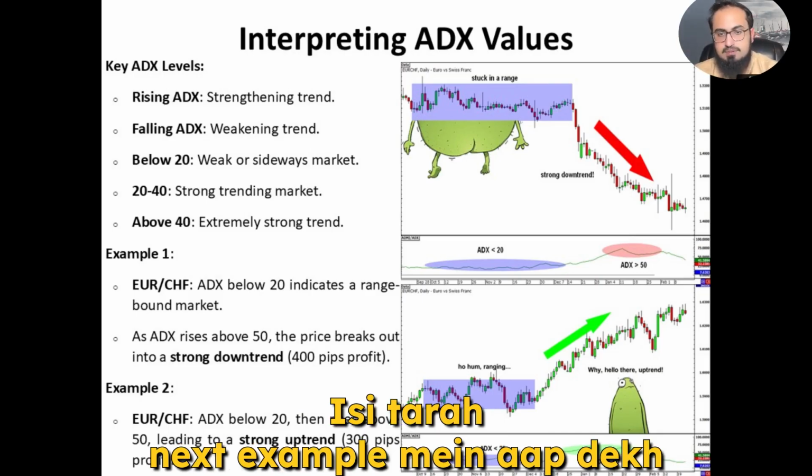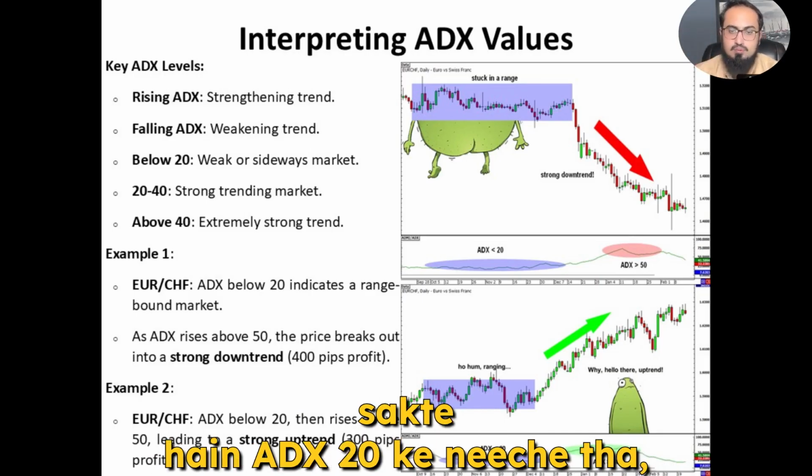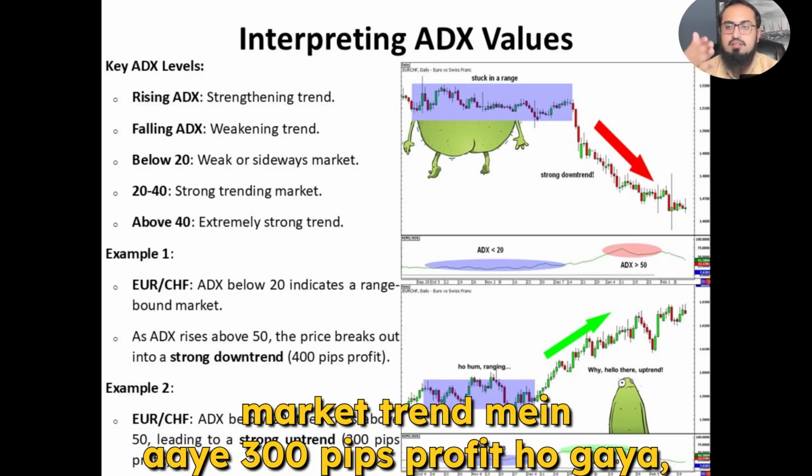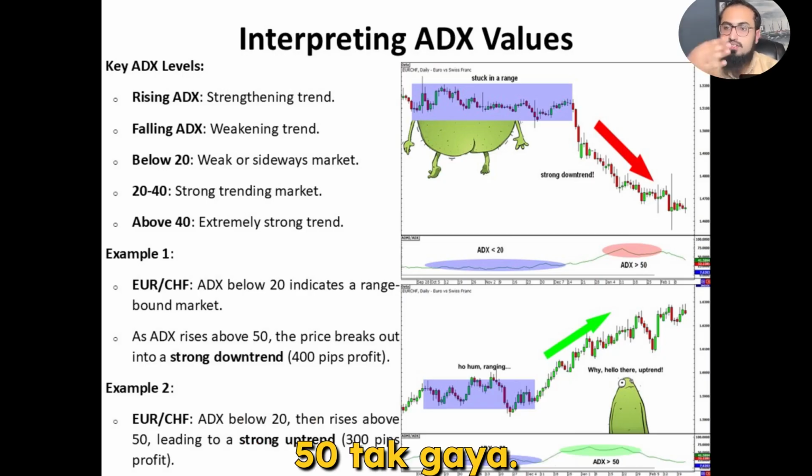Similarly, in the next example, you can see ADX was below 20, market in a range. ADX crossed 20. The market came into a trend. We made a 300 pips profit. It went up to 50.